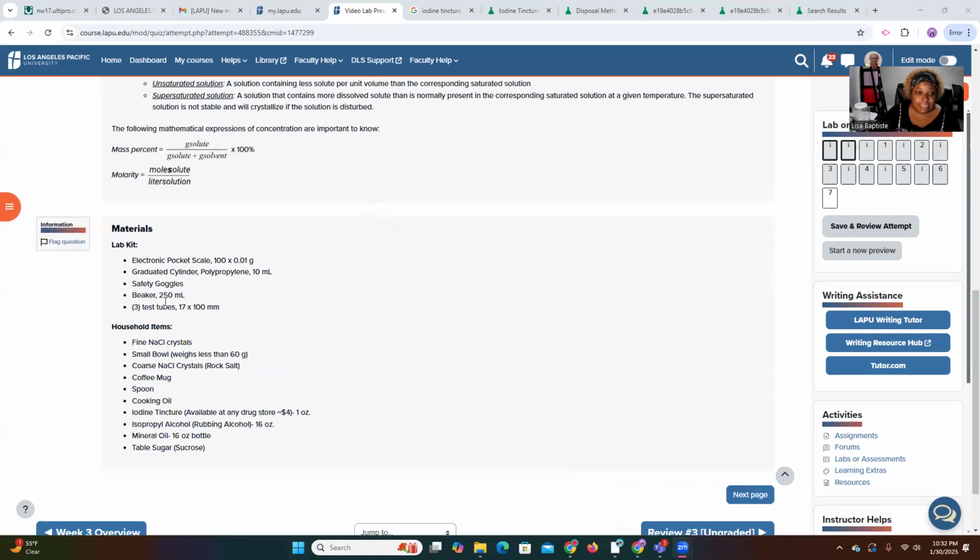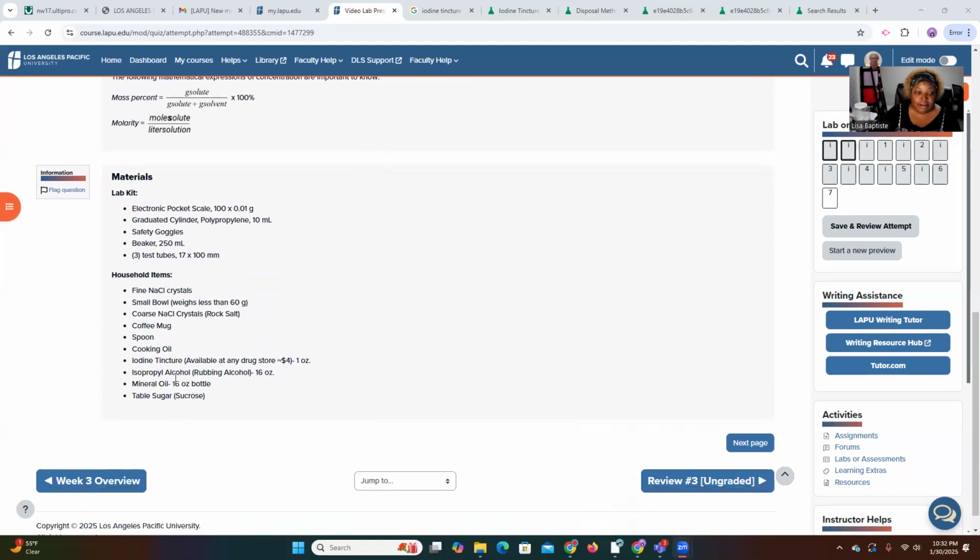Then on the second portion of this same page are the materials that you'll need for this lab. Some of these materials, like you see up here, are in your lab kit. And then these materials down here are either household items or you may need to purchase them for this lab. I'm going to stop sharing for a moment so that I can show you what these substances are, and where you can see them in a larger view.